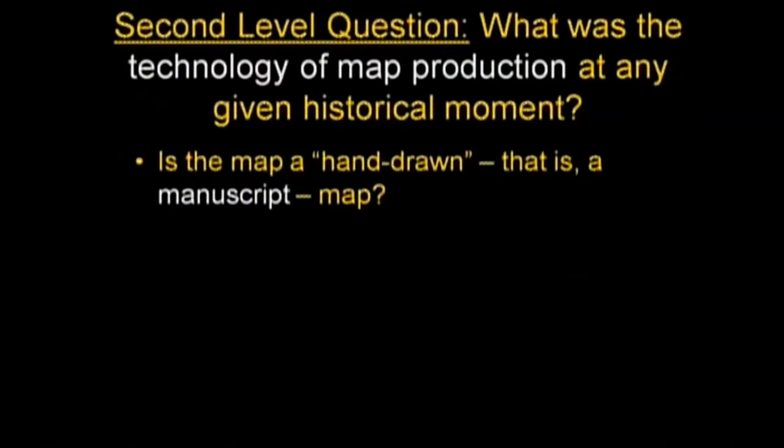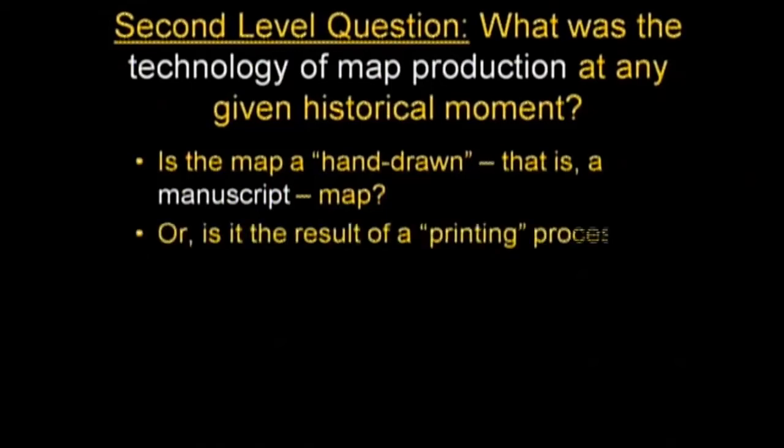And what gets into the printed map that isn't in the drawn map? This is very interesting, actually. Is the map a hand-drawn one, a manuscript map? If so, there are certain ways of studying manuscript maps that are different from printed maps. But if it is printed, how is it printed? What's the printing process?